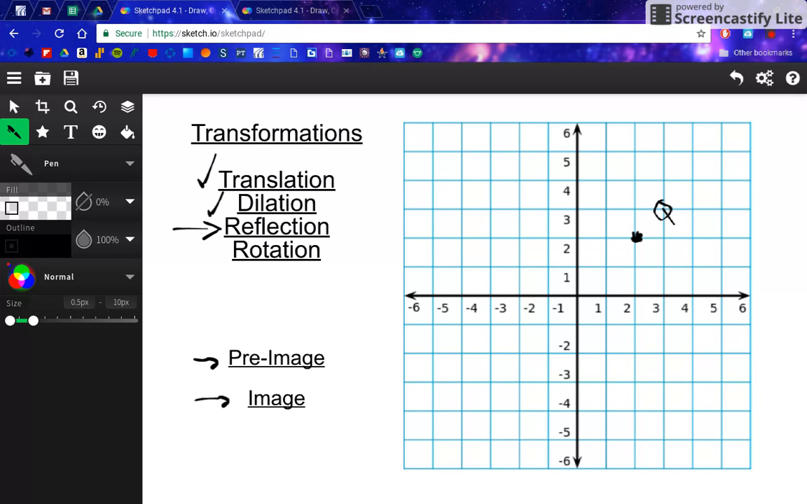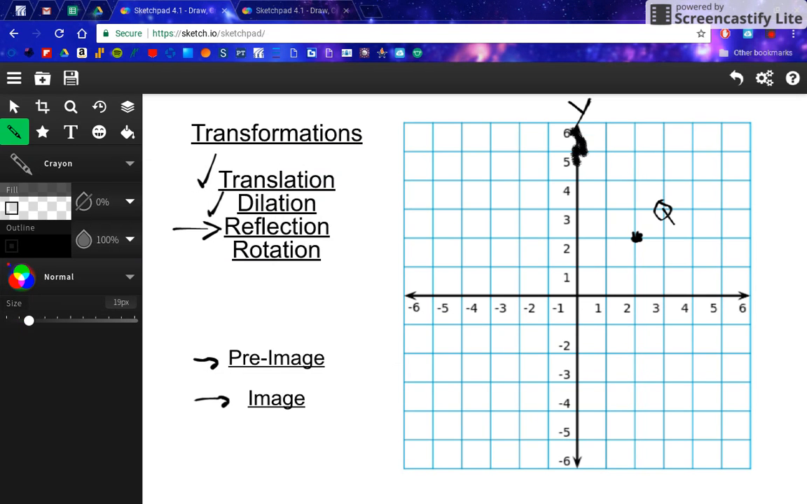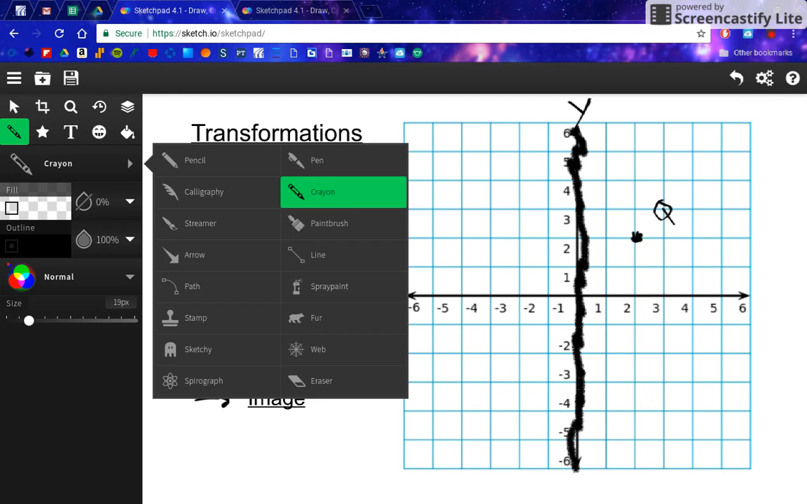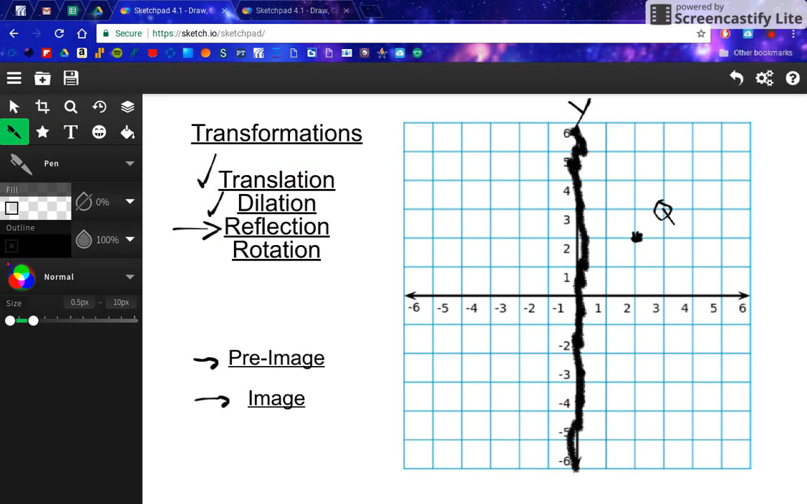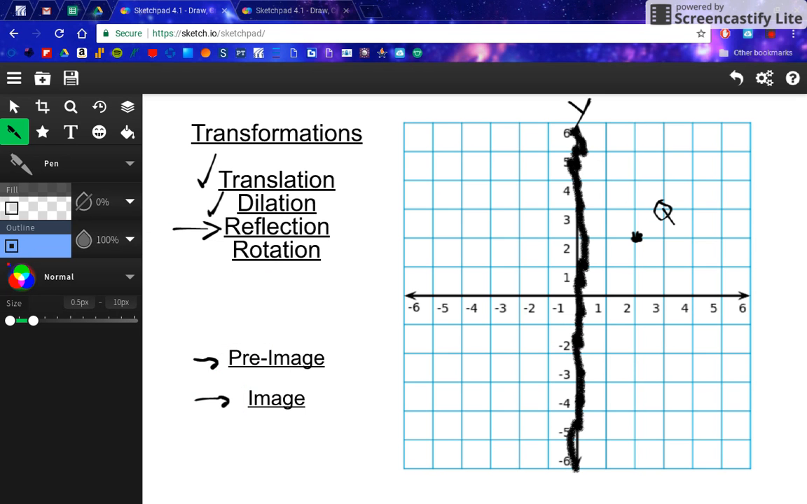And then say that we had to reflect over the y-axis. Here is the y-axis, okay? I'm just going to go ahead and find a highlighter here. I'll use a crayon. Okay, there's your y-axis. Now we're talking about reflecting over the y-axis. Like you're going to go over the y-axis. I'm not trying to be redundant, but I mean that you're going to do exactly as you're saying you're going to do. So over the y-axis.